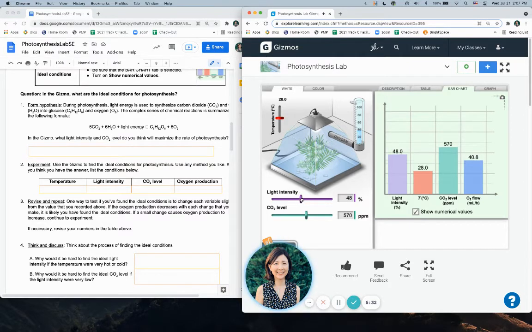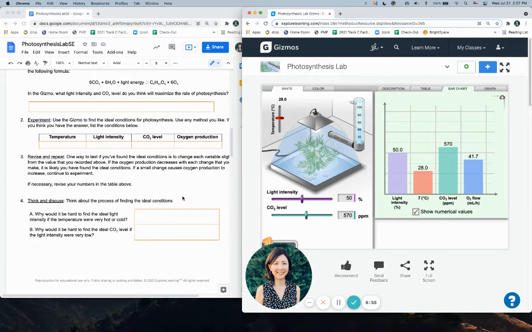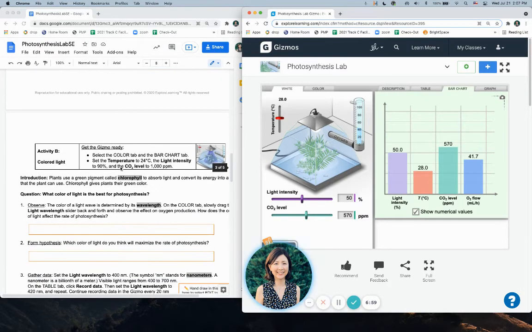You're going to do the same thing with the light. You're going to see at what light intensity it seems to be optimal for the most amount of oxygen production. At what light level is it really going very high? And then same thing with CO2. Then we're going to answer these questions.